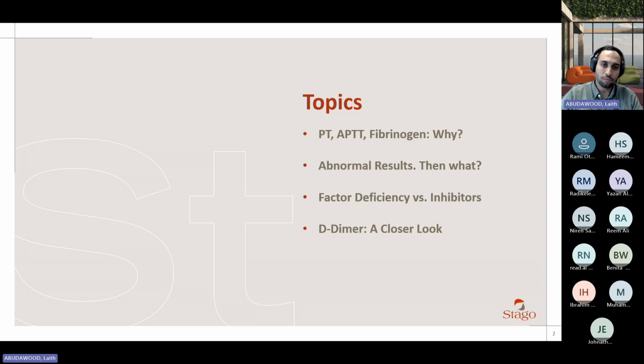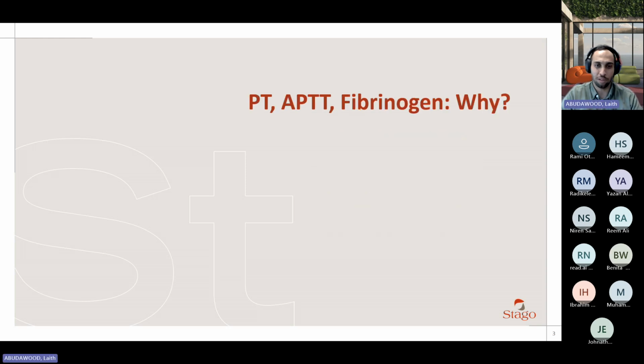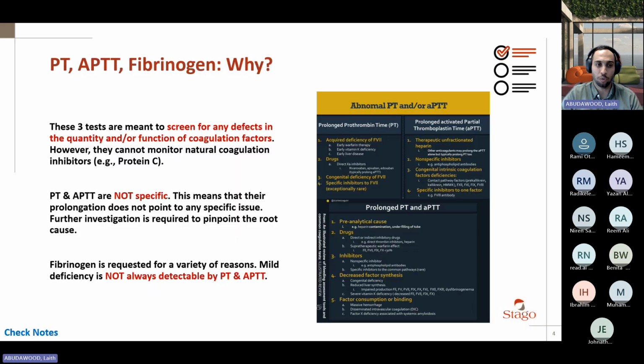All right. Now, first of all, PT, PTT, fibrinogen. Why do we run these tests? Now, first of all, as you know, PT, PTT, fibrinogen, they are, you can say, I hope these notes are not showing on the side. Just give me a second. No, we are good. Okay.